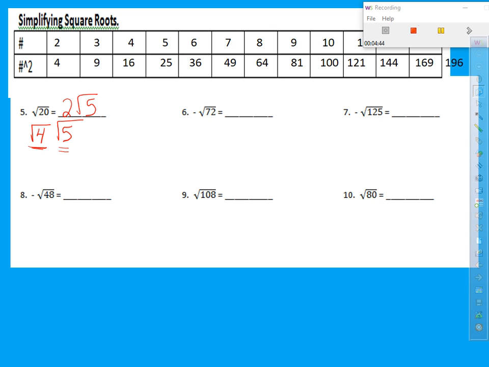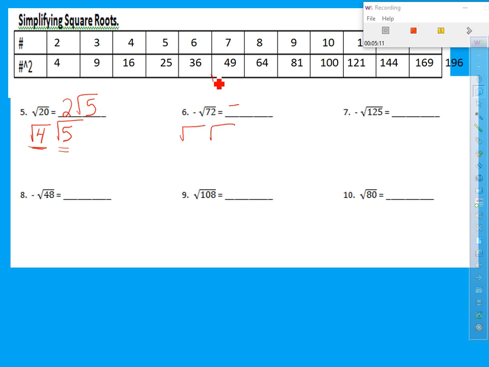Now, number 6 is a bigger number. I know my answer is going to be negative because there's a negative out front. Now here's how I break down the radicals. I need something I know the square root of times something I don't. I take half of this number. Half of 72 is 36.